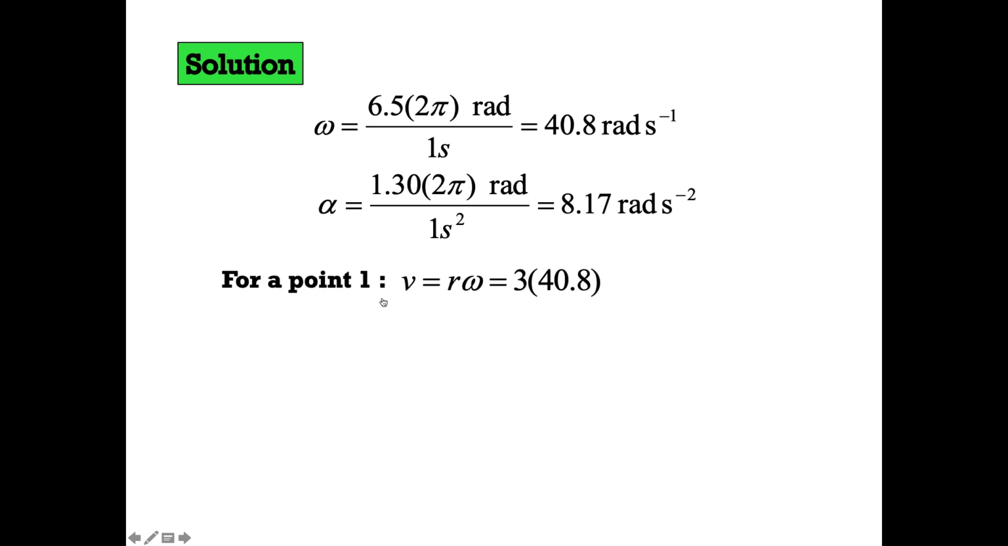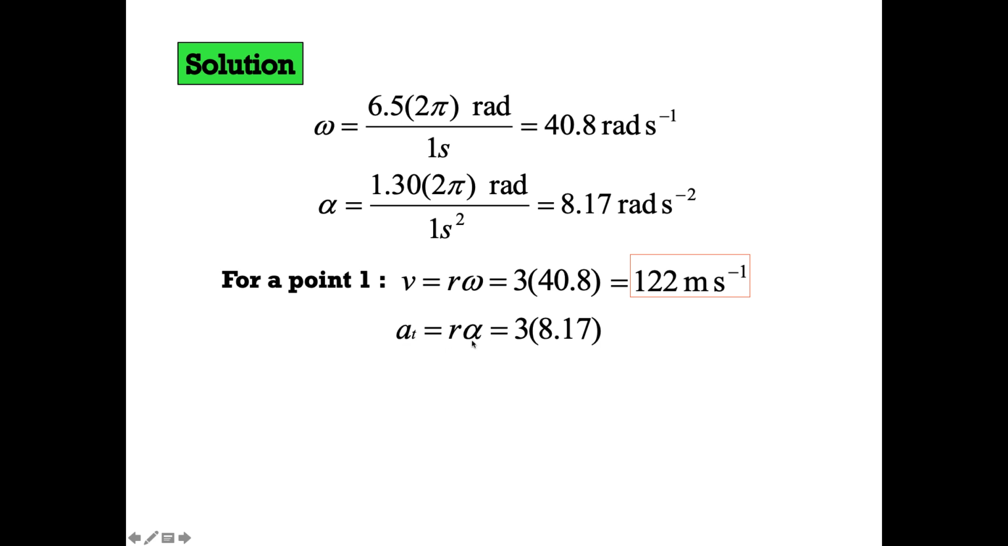For point 1, the question asks for the tangential velocity, right? So we choose the formula of velocity that relates the linear motion and the rotational motion. Here is the formula: v equals r omega. We have the omega in SI unit. The radius at point 1 is 3 meters. So we will obtain the answer, 122 meters per second.